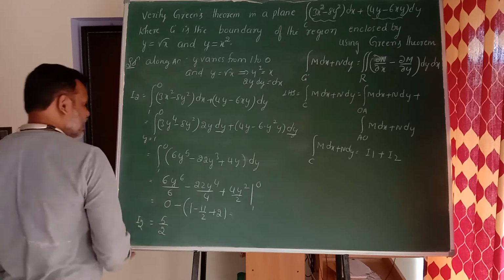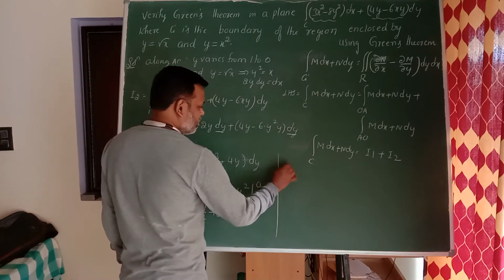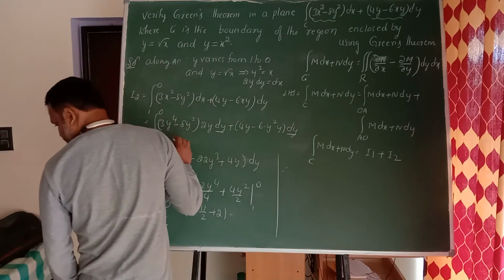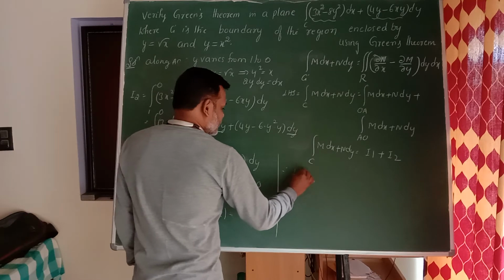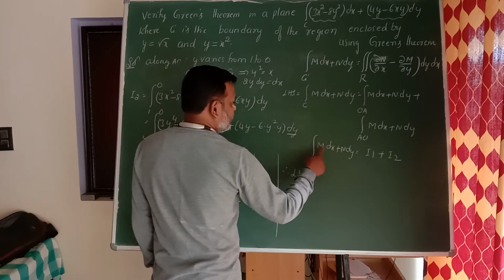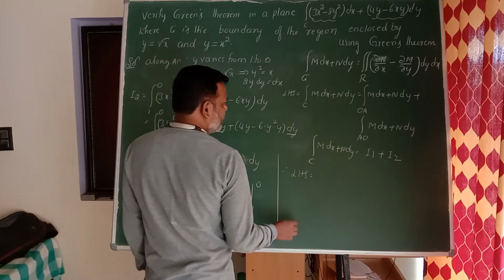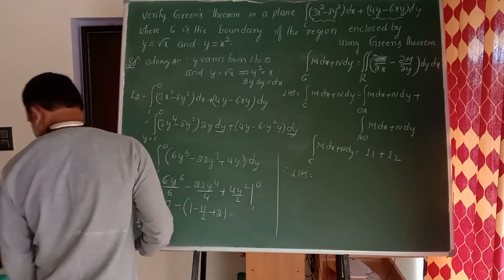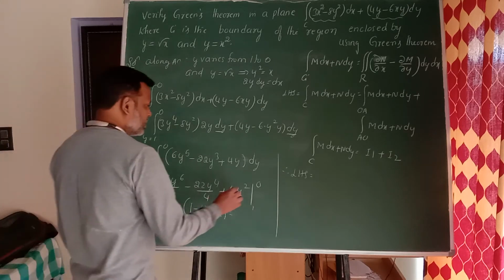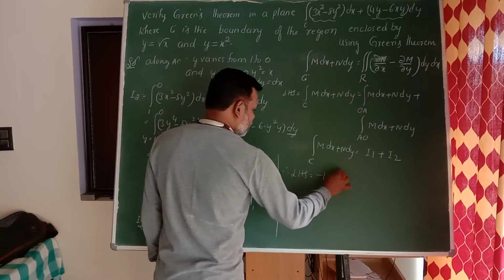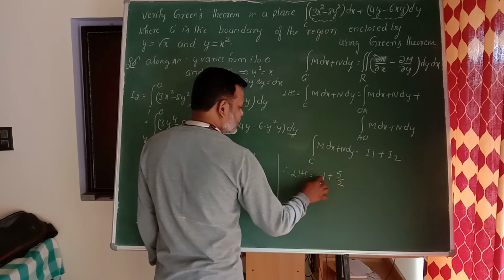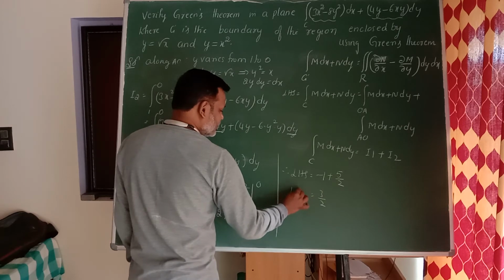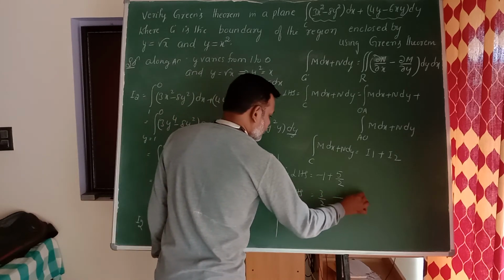Therefore, what is the LHS here? LHS is equal to I1 + I2. We got I1 as −1, plus I2 as 5/2. Taking the LCM 2: 2 into −1 is −2, plus 5, so you get 3/2. This is the LHS. Let it be equation number 1.